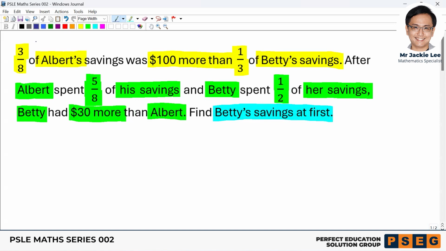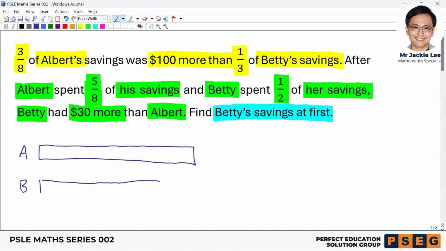So now we are going to draw a model. We want the bar model method now. Let's say Albert, this amount at first. Then for Betty, it's here. 3/8 of Albert's saving, let's say somewhere here. Then for Betty, 1/3, so let's say just somewhere here. So the difference between these two is actually $100.